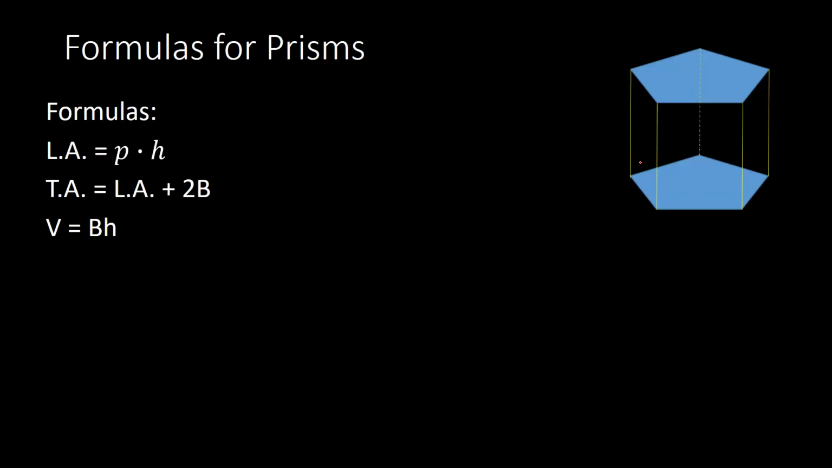So to recap on all the formulas, here we see the lateral area is perimeter of the base times the height. Total area is the area of everything, so the lateral area plus the area of the two bases. And then the volume is the area of the base multiplied by the height of the prism.